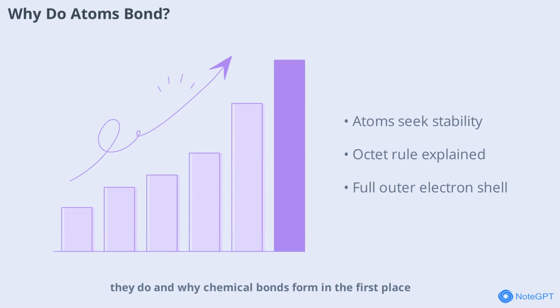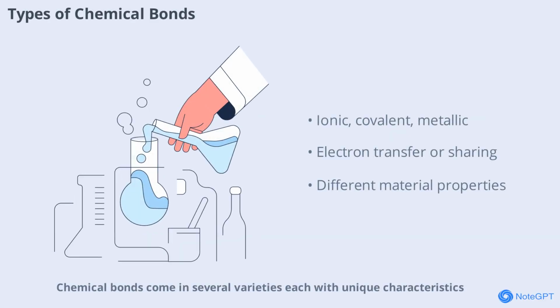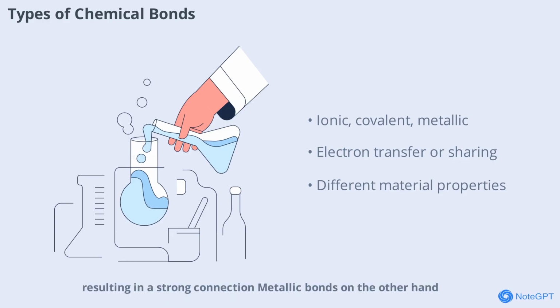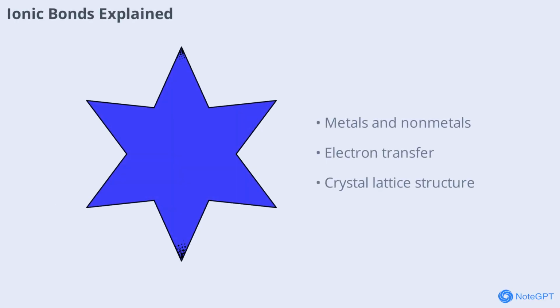Chemical bonds come in several varieties, each with unique characteristics. The three main types are ionic, covalent, and metallic bonds. Ionic bonds form when one atom donates an electron to another, creating charged ions that attract each other. Covalent bonds occur when atoms share electrons, resulting in a strong connection. Metallic bonds, on the other hand, involve a sea of shared electrons moving freely among metal atoms. Each type of bond leads to different properties in the materials they form, from the hardness of salt to the flexibility of metals.